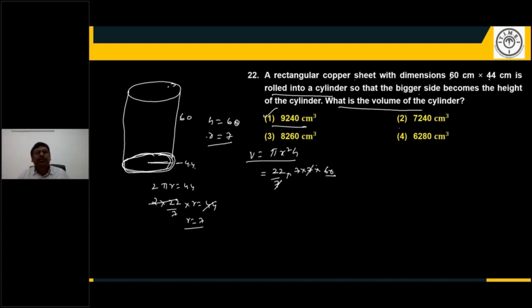Is that clear, students? You have to be clear about whether the smaller side is going to be height or the larger side is the height. If the larger side is becoming height, the smaller side will become base perimeter. Or if the smaller side is going to be the height, the larger side will become base perimeter. Right? Right, please note down. Any question?